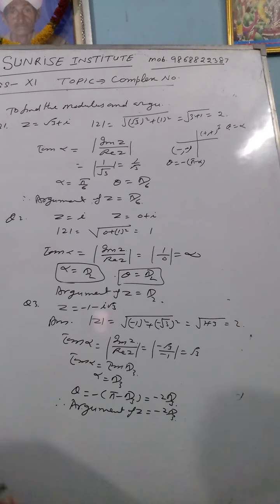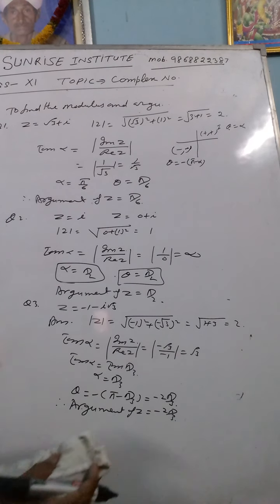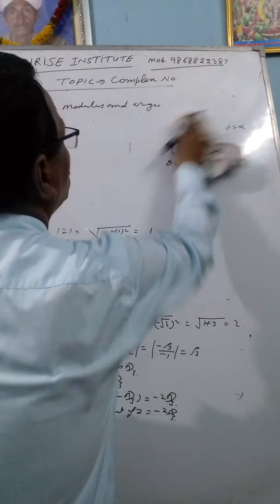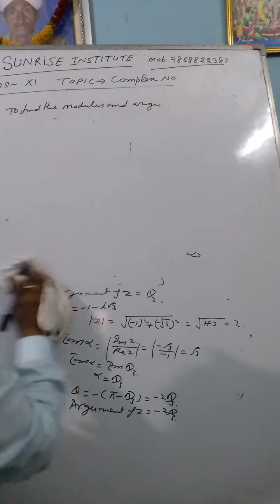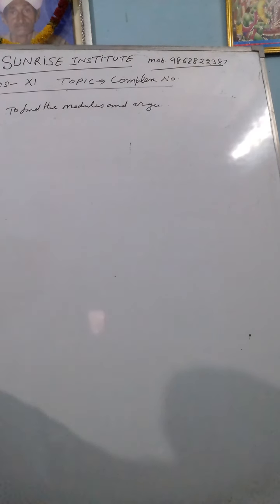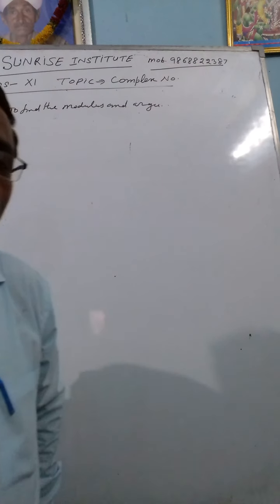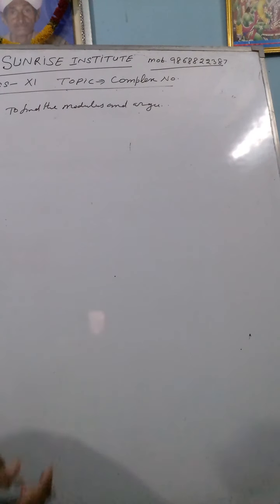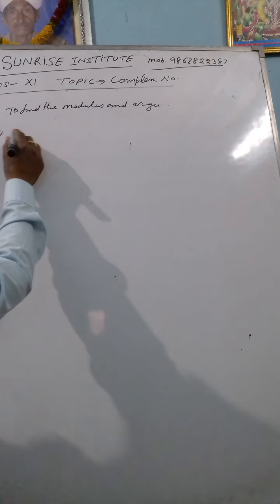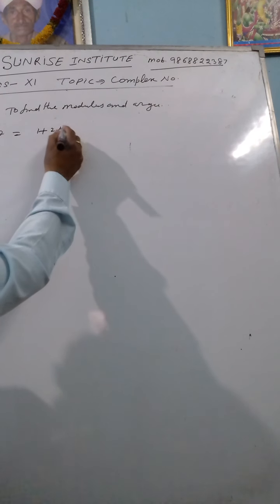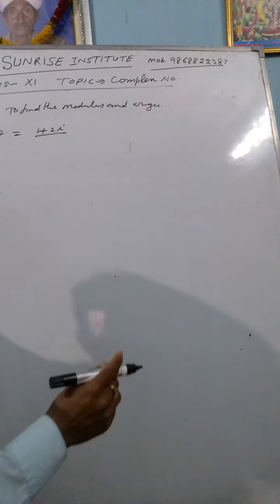Okay students, take some more examples to find the modulus and argument. Next example: z equal to 1 plus 2i upon 1 minus 3i.